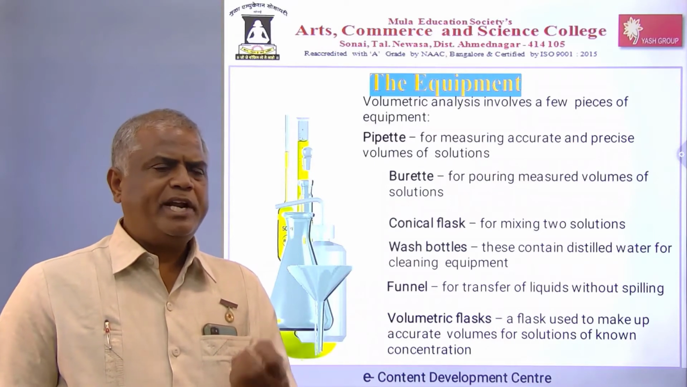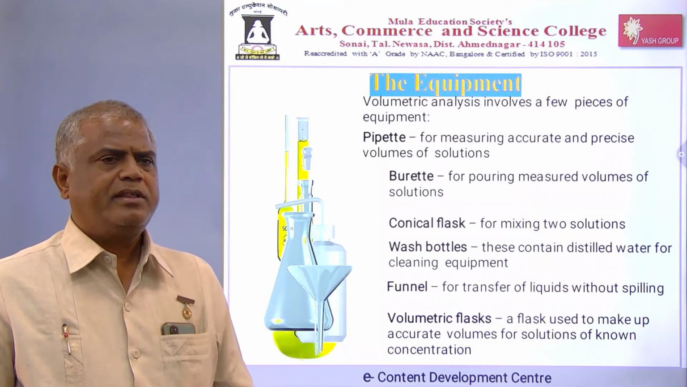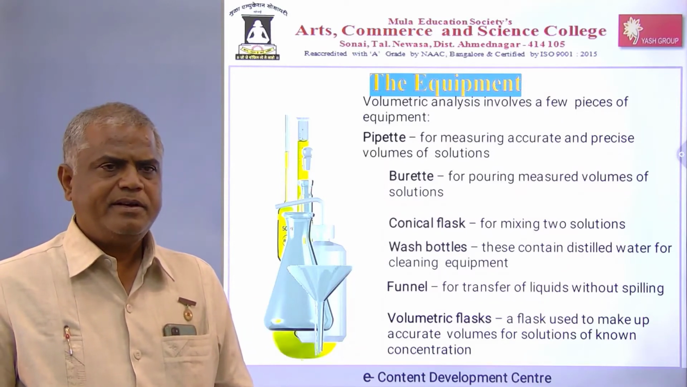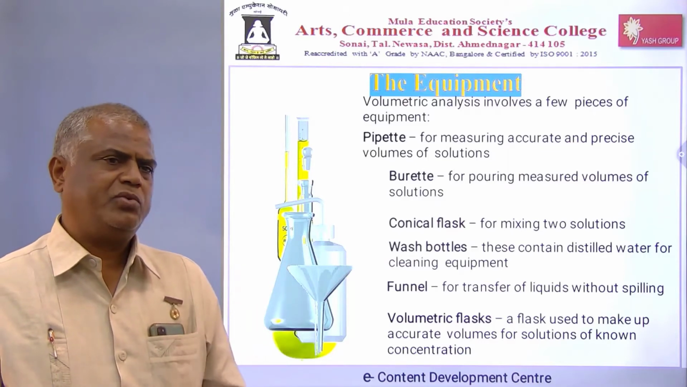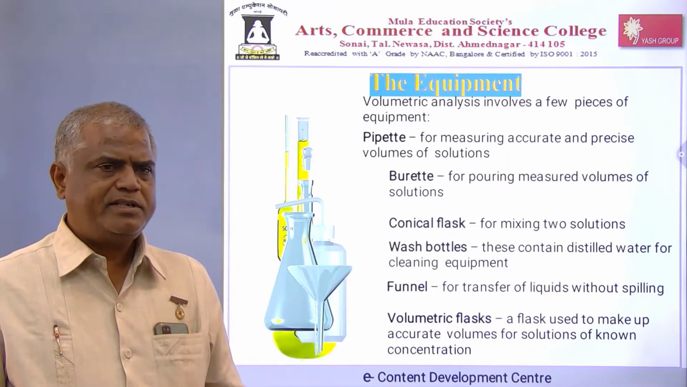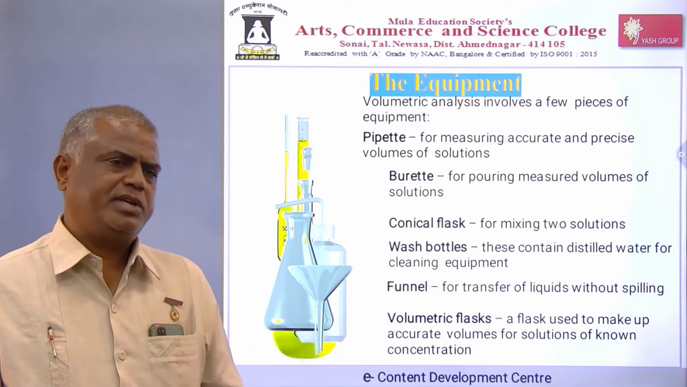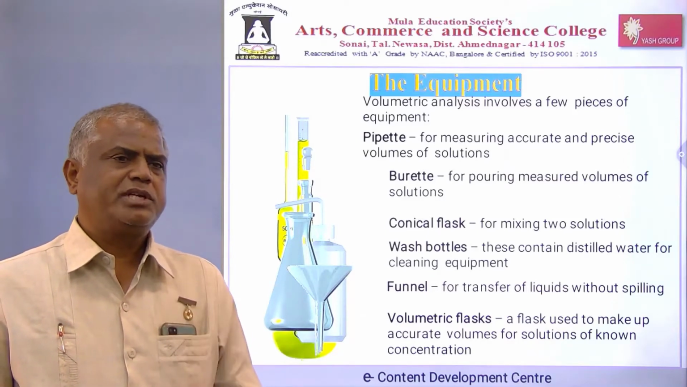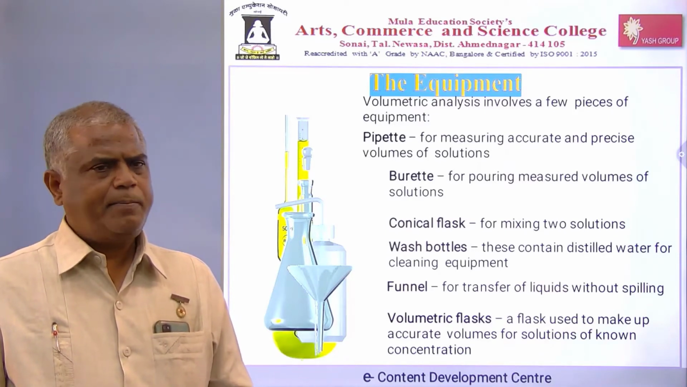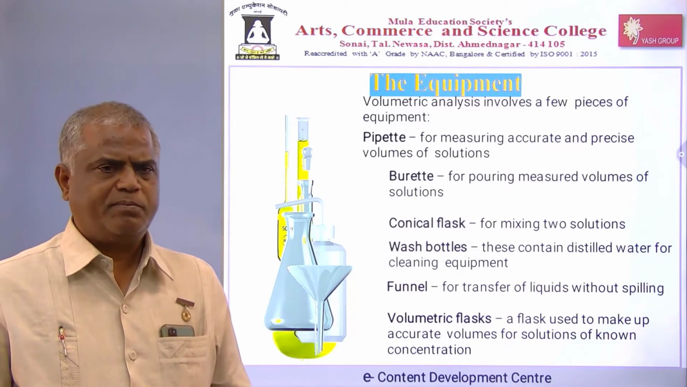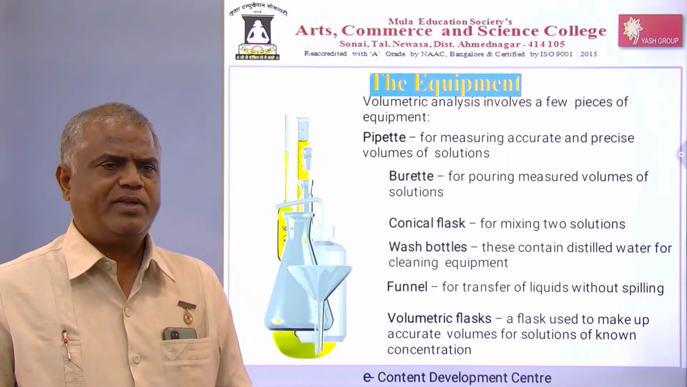Now the equipment that is used in volumetric analysis. Number one, the pipette. Pipettes are used for measurement of accurate and precise volumes of solution. Now the burette is used for pouring a measured volume of solution, meaning a standard solution is taken in the burette. Now the conical flask is used for mixing the two solutions, the titrant and the analyte, together.